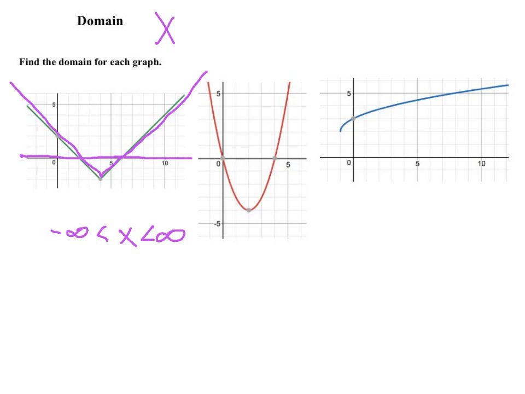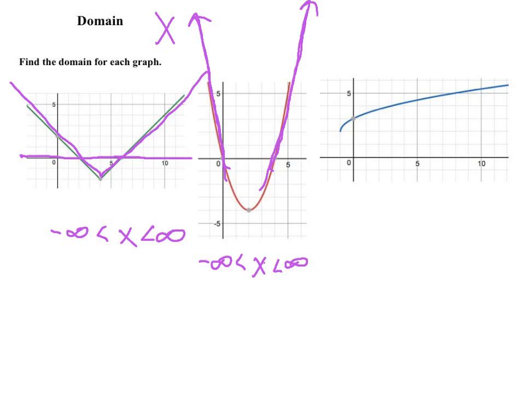Let's take a look at the second graph. My second graph is a parabola. Imagine that this graph keeps going up and up and up. And same thing with this side, keeps going up. This one goes up to the right, and this one keeps going up to the left. So because they keep going up in either direction, my domain is going to look the same. My x's are going to be less than infinity, but greater than negative infinity.